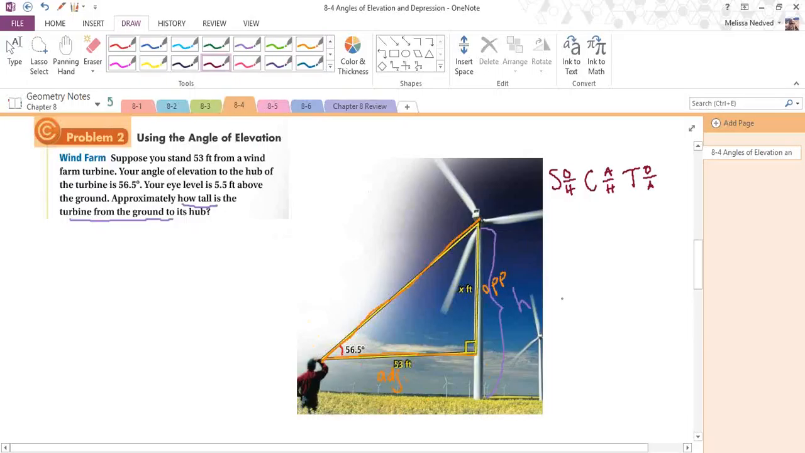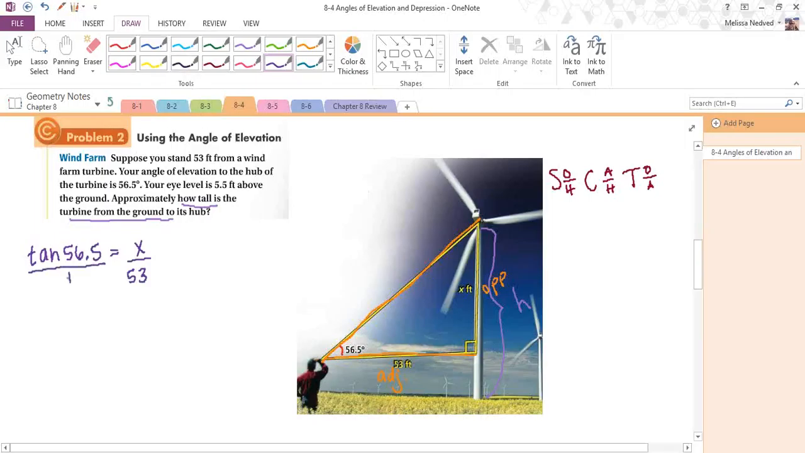We need to figure out which of those trig functions, sine, cosine, or tangent, we're going to use to identify x. I'm looking for the opposite, and I know the adjacent. So the trig function that uses opposite and adjacent is tangent. So I'm going to set up a trig function using tangent. And I'm going to say tangent of 56.5 is equal to opposite, which I don't know, so that's x, over adjacent, which is 53 feet. And now I need to solve for x.